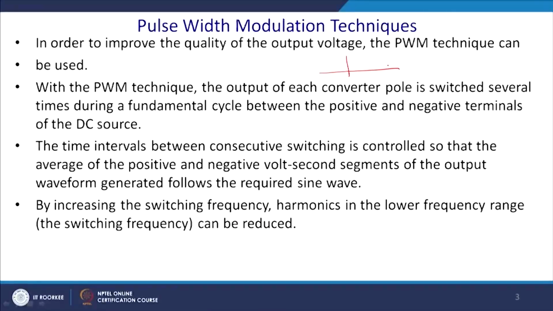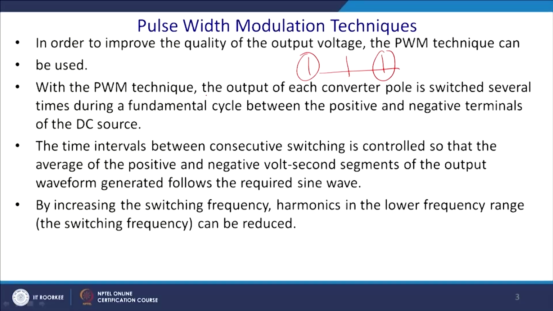In order to improve the quality of the output voltage, the PWM technique is used. What essentially PWM does is shift the harmonics to the higher frequency range for the voltage as well as the current. Since our power system is essentially a low pass filter, these high frequency voltages will be reduced by the low pass filtering effect, and thus you get a better THD.